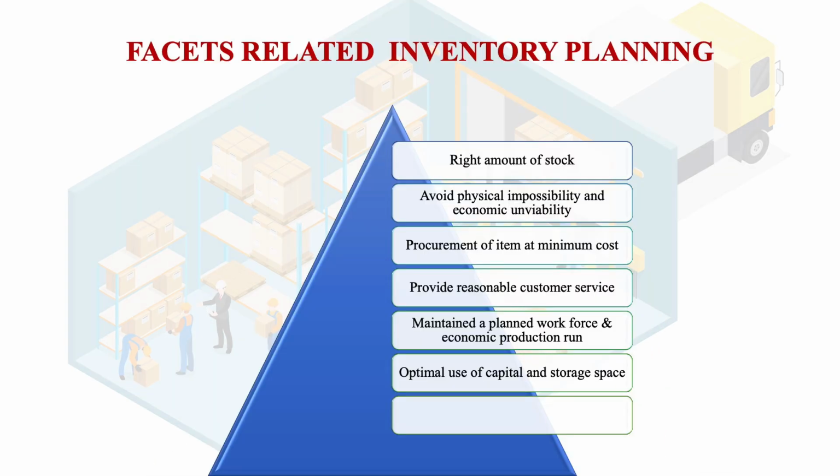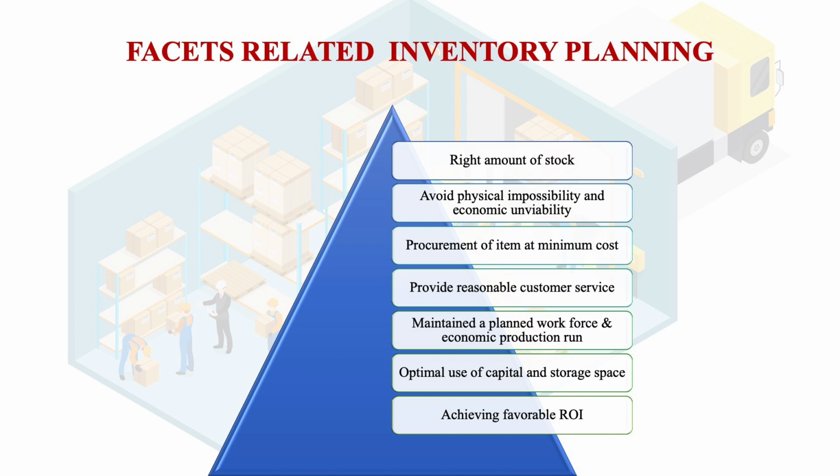The next point is optimal use of capital and storage space, meaning we need a sufficient amount of capital and storage space for maintaining the inventory. Then achieving a favorable rate of return, meaning in all these activities we should get a good return from the business. Any commercial activity we do is for getting profit.